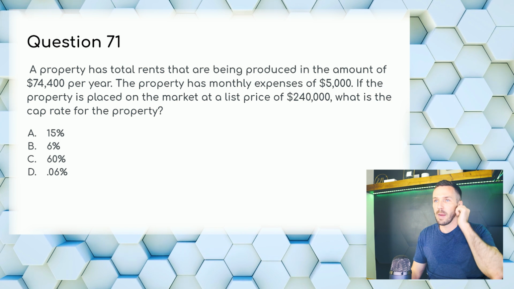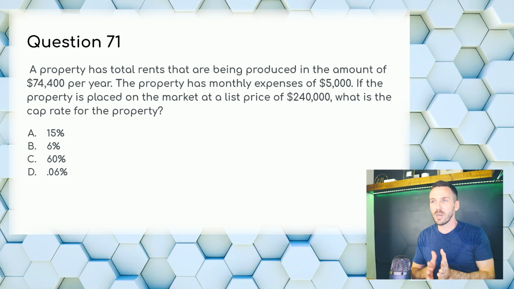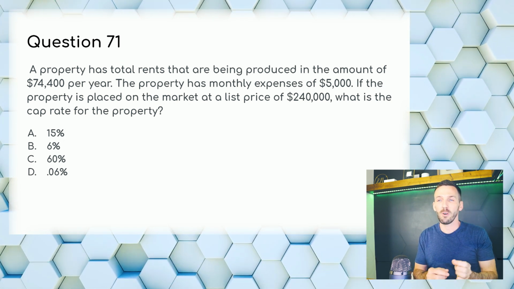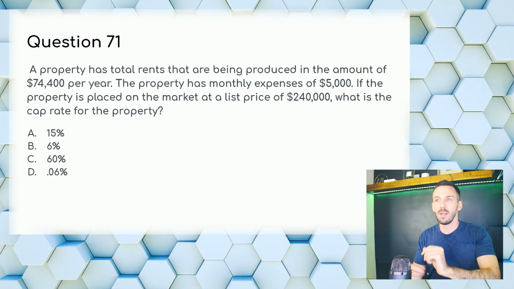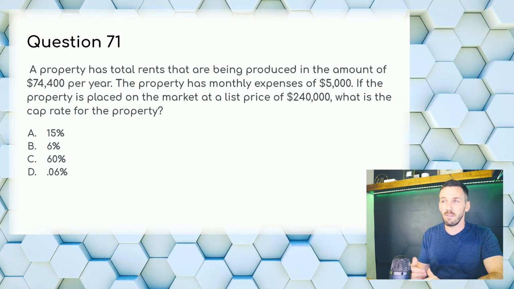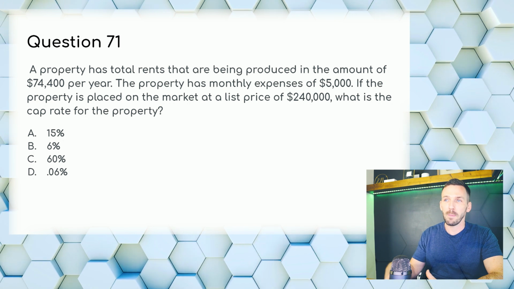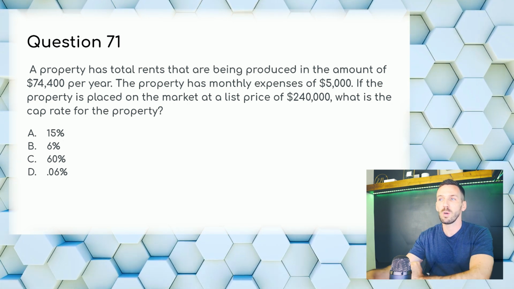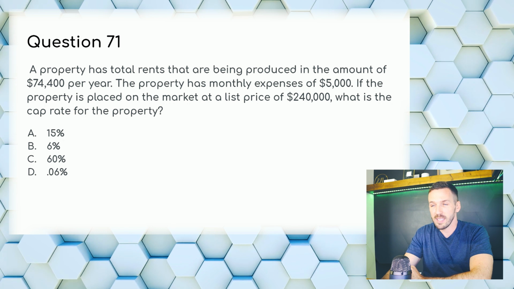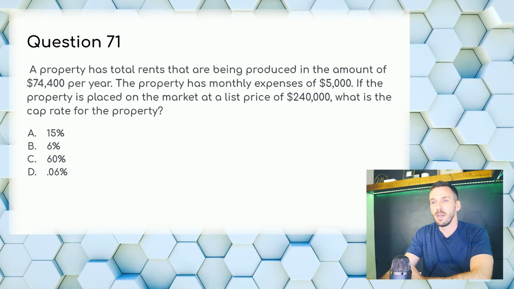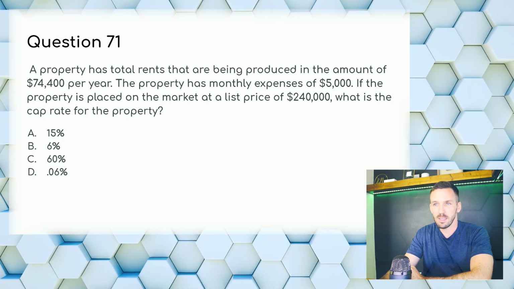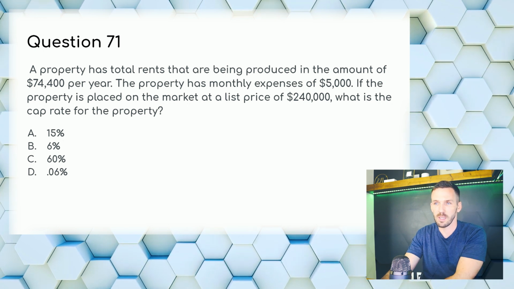Question 71. A property has total rents that are being produced in the amount of $74,400 per year. The property has monthly expenses of $5,000. If the property is placed on the market at a list price of $240,000, what is the cap rate for the property? 15%, 6%, 60%, or 0.06%.